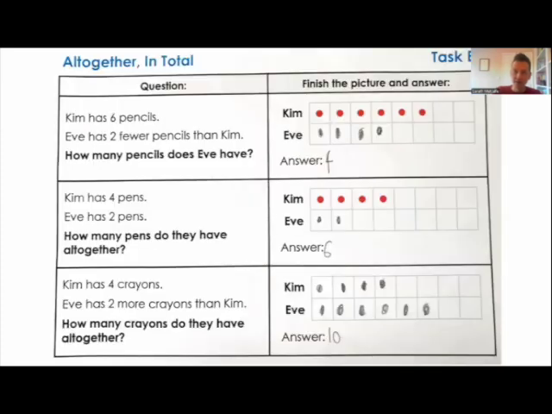Now, where it comes to children making comparisons between questions, one of the things I like to do is make tiny alterations from one question to the next. So let's say if we compare the second and the third question, Kim has 4 pens, Eve has 2 pens. How many pens do they have altogether? 6. And then we have Kim has 4 crayons. Eve has 2 more crayons than Kim. How many crayons do they have altogether? Now we see the difference between 4 and 2 and 4 and 2 more. We see the power of just that one word in this instance, and that the answer isn't the same.